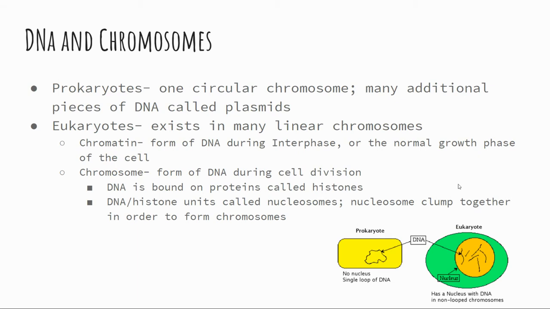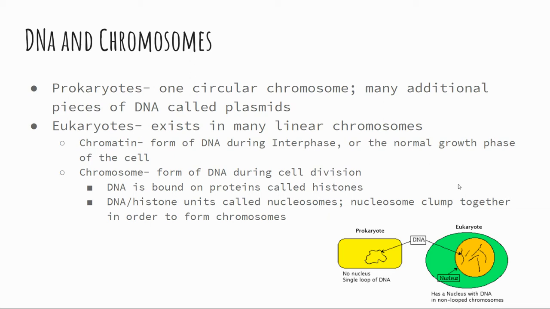So in prokaryotes, remember that the DNA is one circular chromosome, and there also can be many additional pieces of DNA called plasmids. In eukaryotes, the chromosomes are going to exist in many linear forms. So chromatin is the form of DNA during interphase, also known as the normal life cycle or normal life phase of the cell, when the cell is doing what it's meant to do, not replicating.